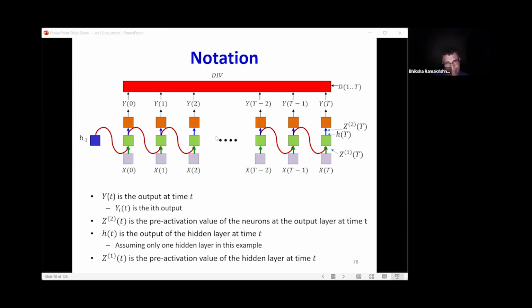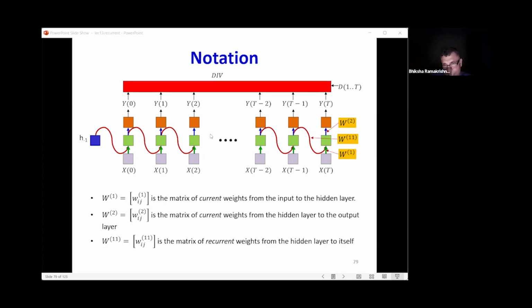And here are some additional terms. The weights of this network, the parameters of this network, are W superscript 1, representing the current weights from the input to the hidden state, W superscript 2, representing the current weights from the hidden state to the output, and W11, representing the recurrent weights. These are the terms we must learn. And I'm not explicitly showing the bias, but the bias must be learned too. Make sense?